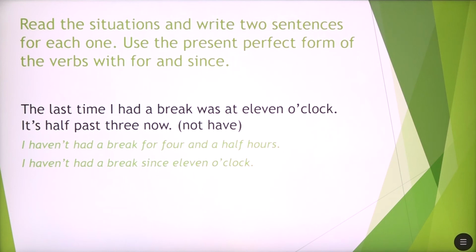So as you can see in the examples, whenever we are using since, it tells exactly the time when we stopped or started doing something. And whenever we use the expression for, we're talking in general about the amount of time that we spent doing something.